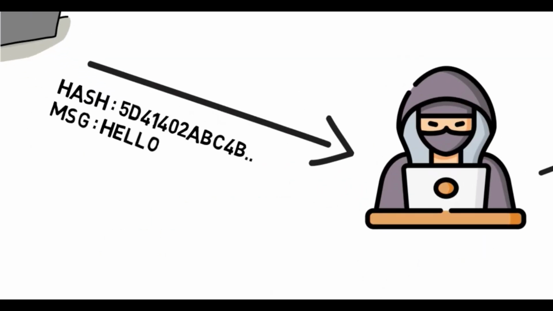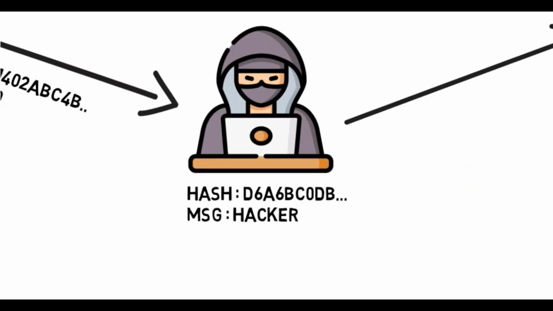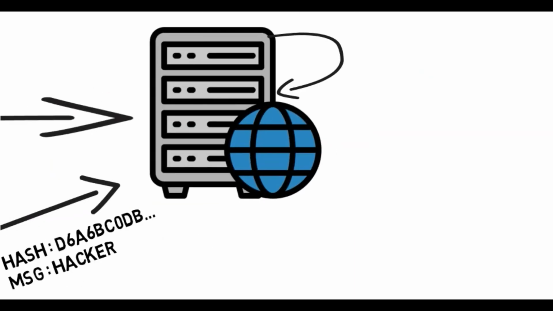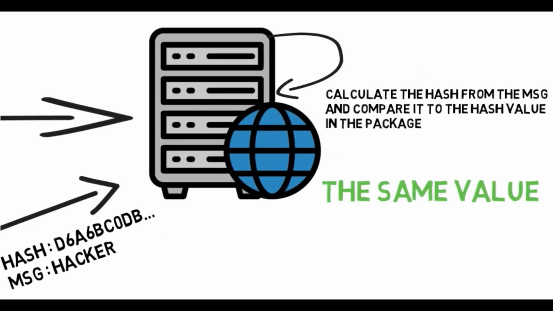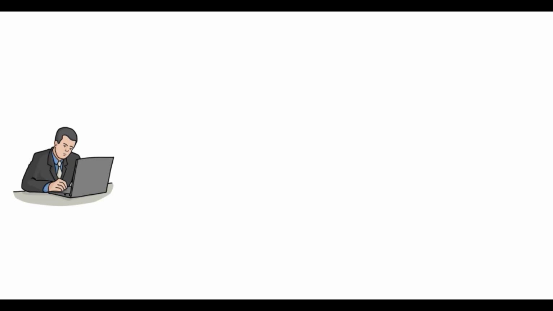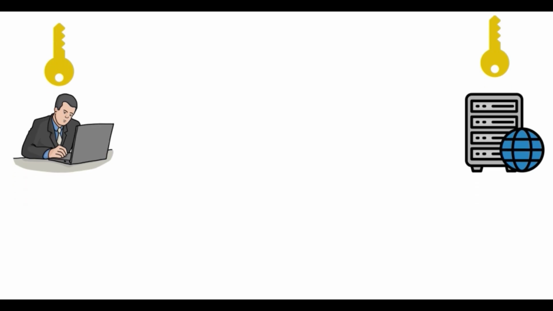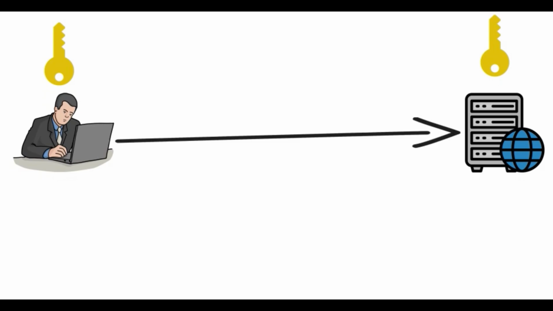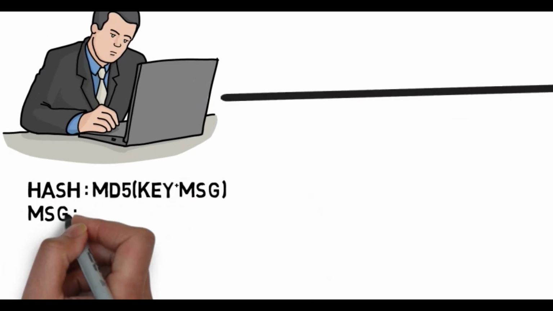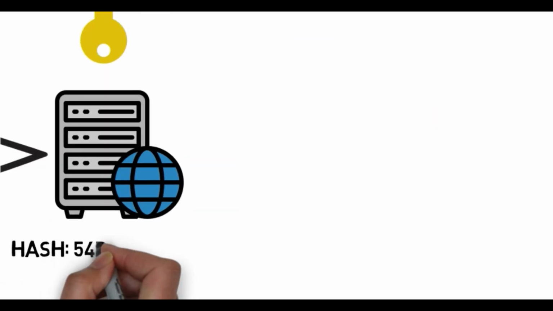But what if a man in the middle captures the data, changes it, and then calculates the new MD5 hash of the new message and changes it also? Then the server will take the message and calculate the hash. It is indeed the same as the one in the package, which means the message appears to be from the client. But that's not true. To fix this problem, the server and the client, before even exchanging messages, need to establish a key. This key will be known only by the client and the server. We're going to talk about how this key is established later on in this course. And then when the client sends the message, the hash calculation will be the key plus the message. Then the client sends the message and the hash value without the key.